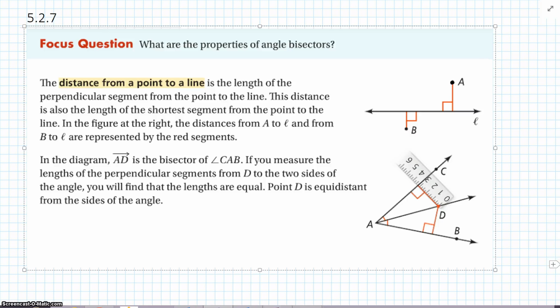The distance from a point to a line, okay? The distance from a point to a line is the length of the perpendicular segment from that point to the line. This distance is also the length of the shortest segment from the point to the line. In the figure at the right, the distance from A to L and from B to L is represented by the red segments. In the diagram, AD, the bisector is angle CAB. So if you measure the length of the perpendicular segment from D to the 2 sides of the angle, you will find that the lengths are equal. Point D is equidistant. Okay, so point D is equidistant.